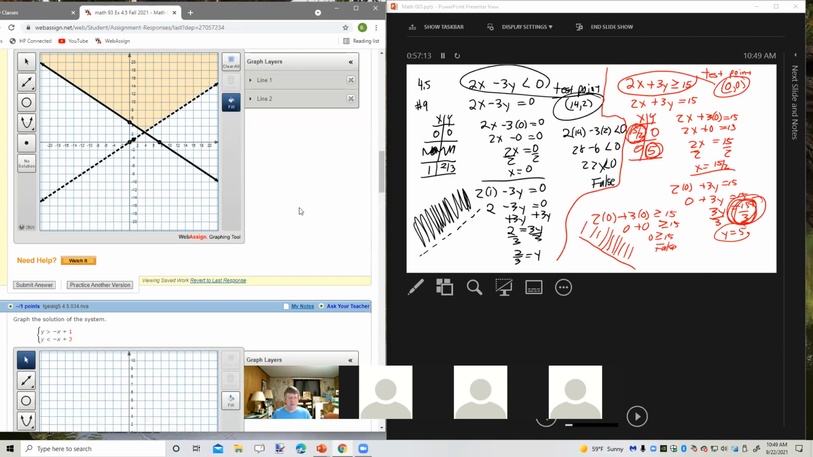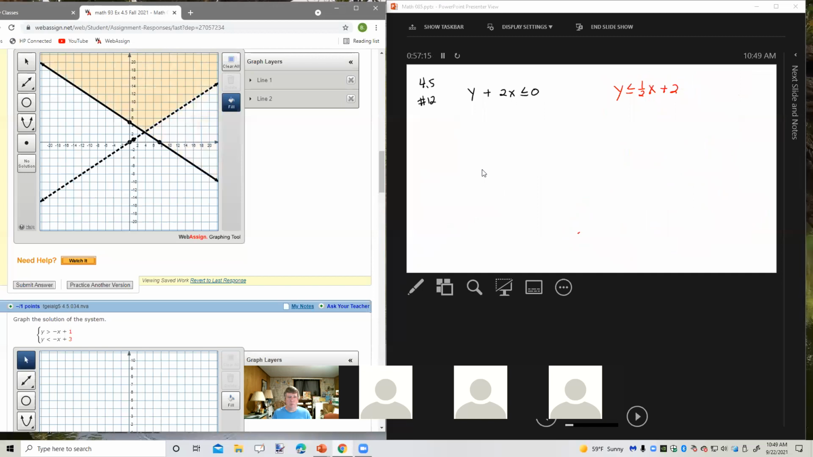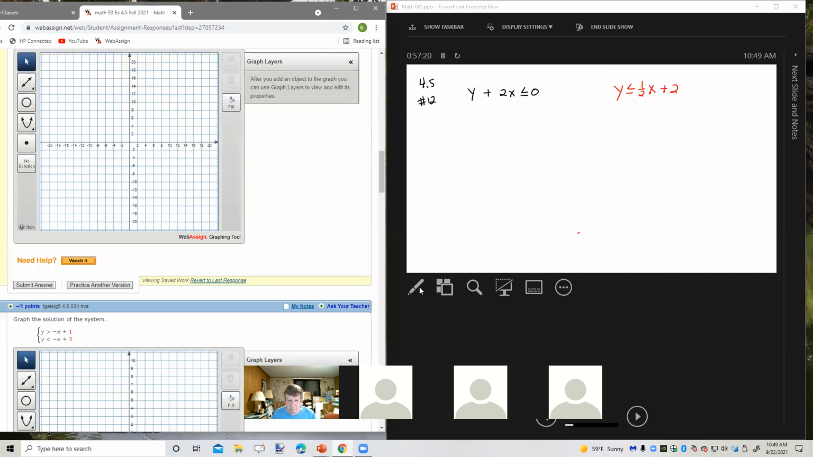All right, I'll take that as a yes. And we've got one more example here. Let's see here. I need to make this back to the black ink. y plus 2x less than or equal to 0.